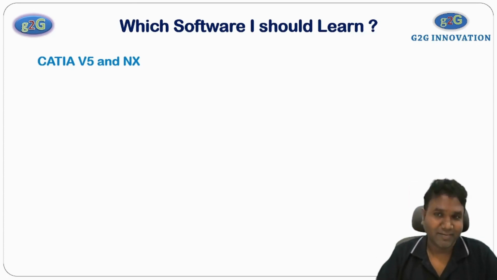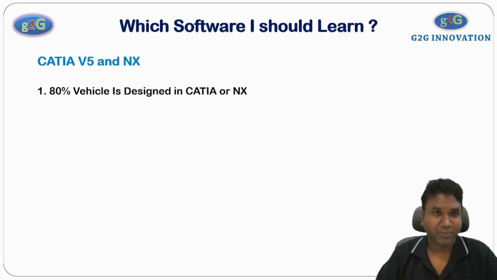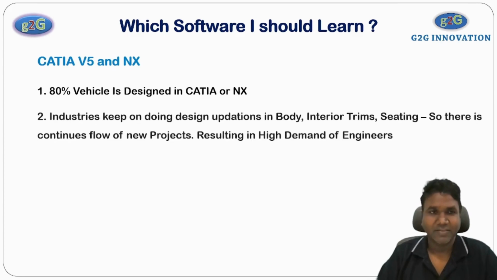Now why CATIA and NX? First reason, as I told you, 80% of the vehicle is designed in CATIA or NX. Second reason, the industry keeps doing design updation in body, interior trims, and seating systems. So there is a continuous flow of new projects, resulting in high demand for engineers.